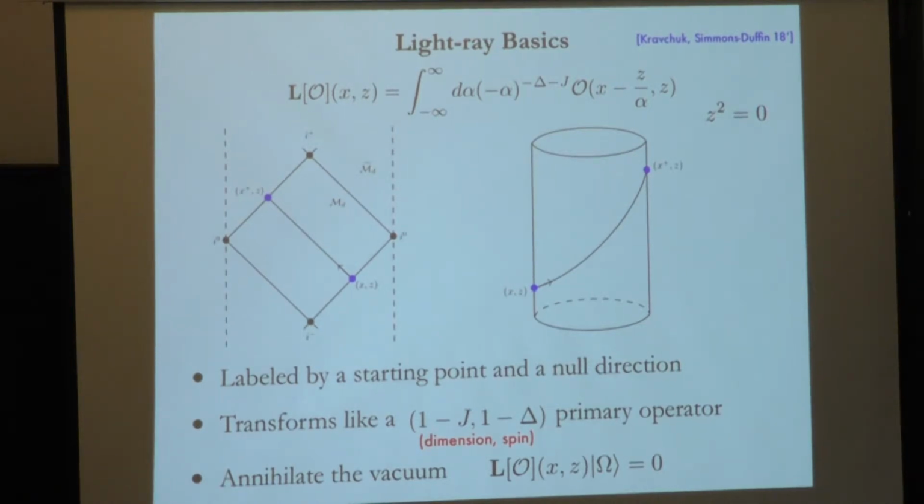If you start with a conformal primary with dimension delta and spin j, you get an operator which transforms like a 1 minus j, 1 minus delta operator. And consistent with our first slide consideration, the general theorem about QFT, it annihilates the vacuum. So this is the general fact about light ray operators. They annihilate the vacuum. It follows from analytic properties of Wightman functions.